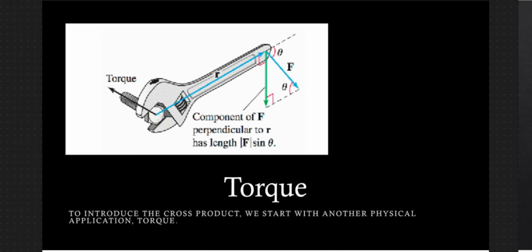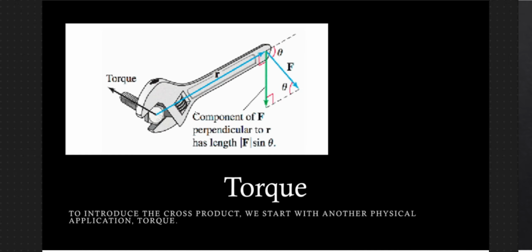So I'll introduce this by giving another physical application, which is torque. Compare this to work, which we looked at earlier, which the dot product was very helpful for. Work was a scalar quantity. It just had a magnitude, but no direction. You can't do work up or work down. It's just work. Torque, on the other hand, you may have heard this term before.